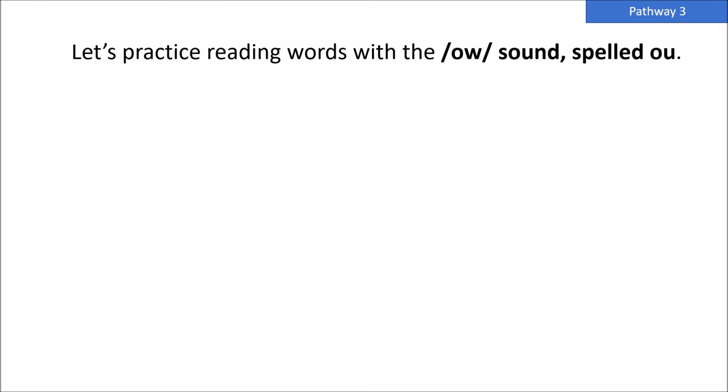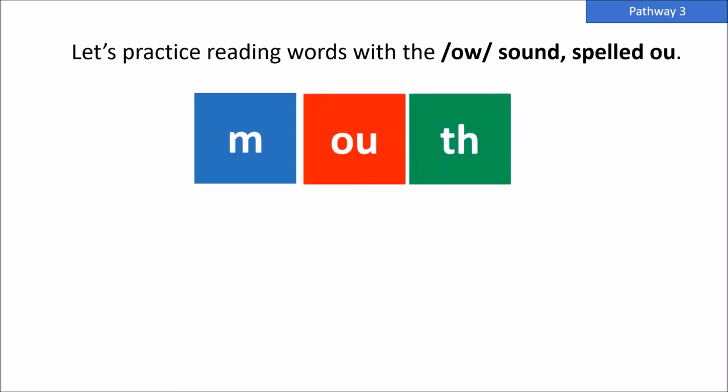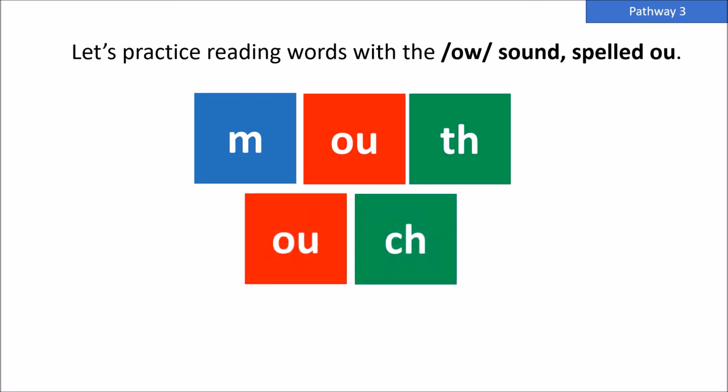Let's practice reading words with the ow sound spelled O-U. Try reading this first word. If you said mouth, you are correct. Now try the second word. If you said ouch, you are correct.